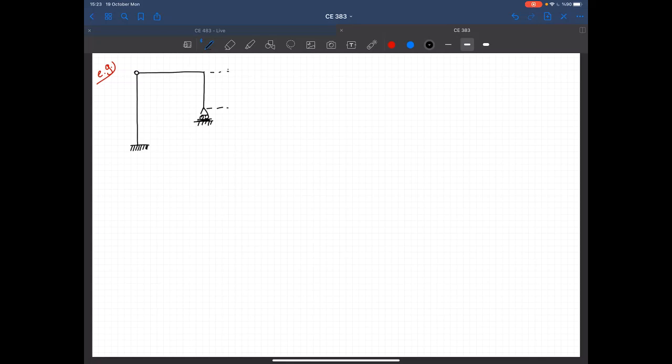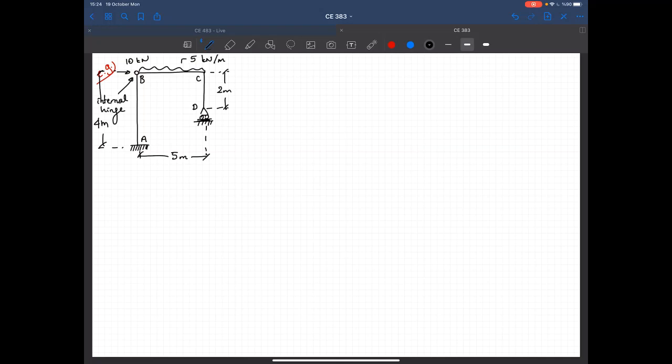Let me draw the length of this column. It's 2 meters. We have again uniformly distributed load here. Magnitude is 5 kilonewton per meter. I have a point load at 10 kilonewton. This one is an internal hinge. We will discuss its behavior. The height of the column is 4 meters and the length of the beam is 5 meters. Okay, and this is point A, B, C, and D.